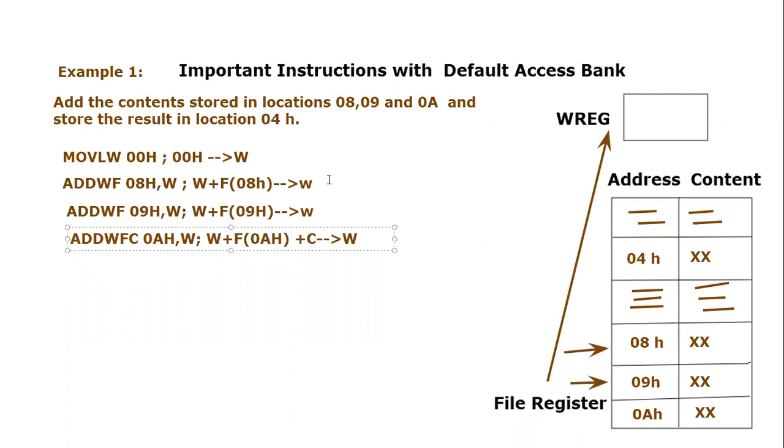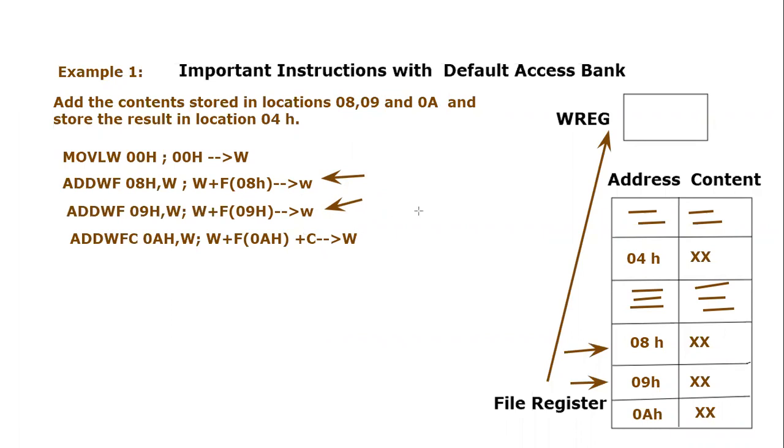So that is our first operation. Remember, this is our first operation. This is our second operation. So maybe because in the first addition there was no carry, because the result was added in the 00H. The next time it was added into 09H content, so it is possible that this time you have a carry.